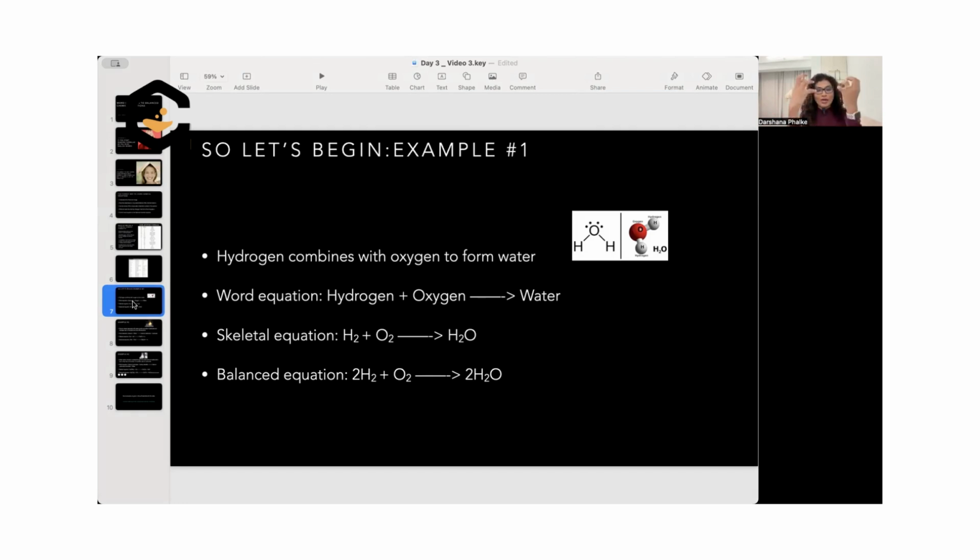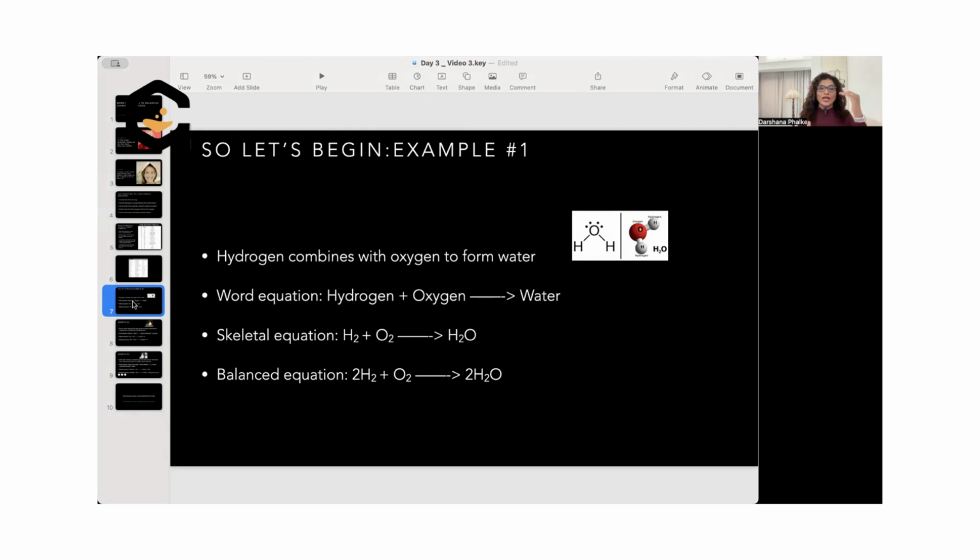So we are going to extract the reactants and products from this statement and write it as a chemical equation in the form of words. So hydrogen plus oxygen arrow water. This is called a yield arrow. Hydrogen plus oxygen gives water. Okay. Now the skeletal equation means converting just that word into a formula.